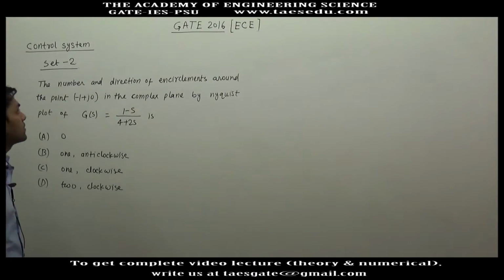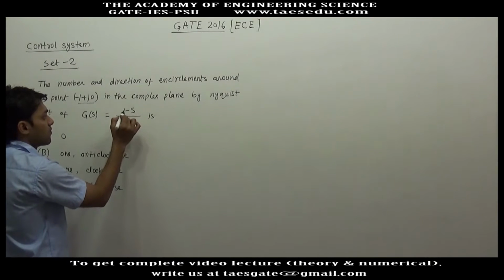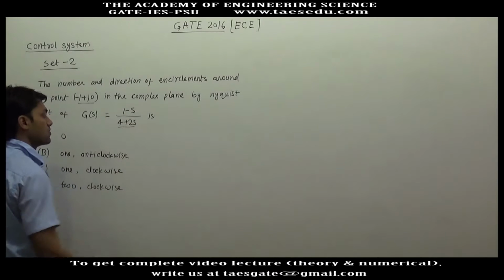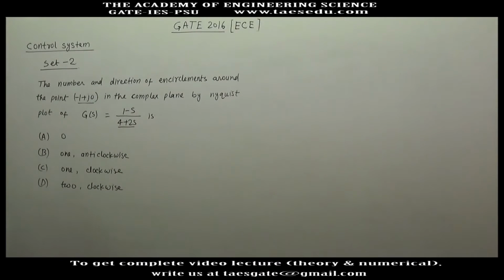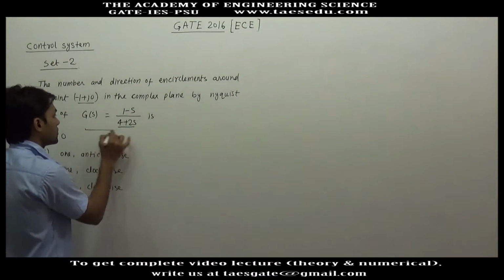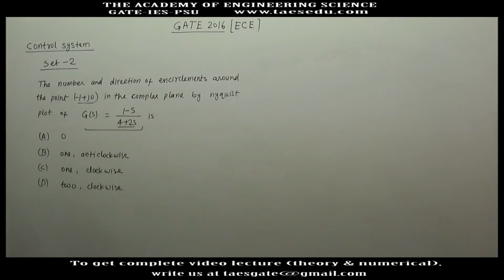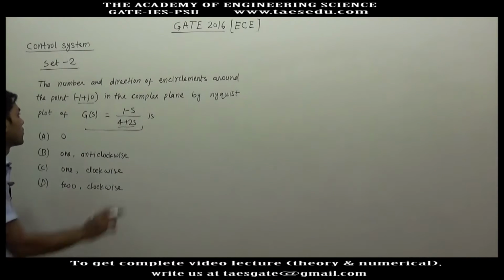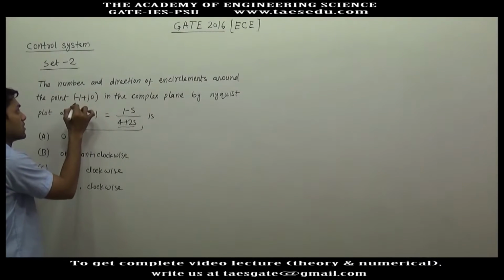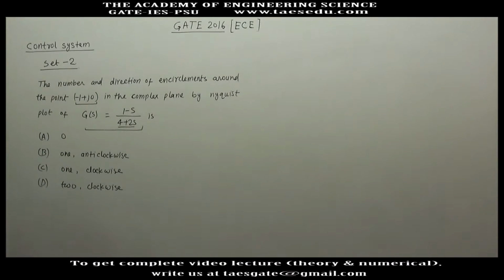Okay. The number and direction of encirclements around the point minus 1 plus j0 in the complex plane of s by the Nyquist plot of G(s) equal to (1 minus s) divided by (4 plus 2s) is. In this question, we are given the function G(s) equal to (1 minus s) divided by (4 plus 2s), and we have to find the number of encirclements and direction by the Nyquist plot.